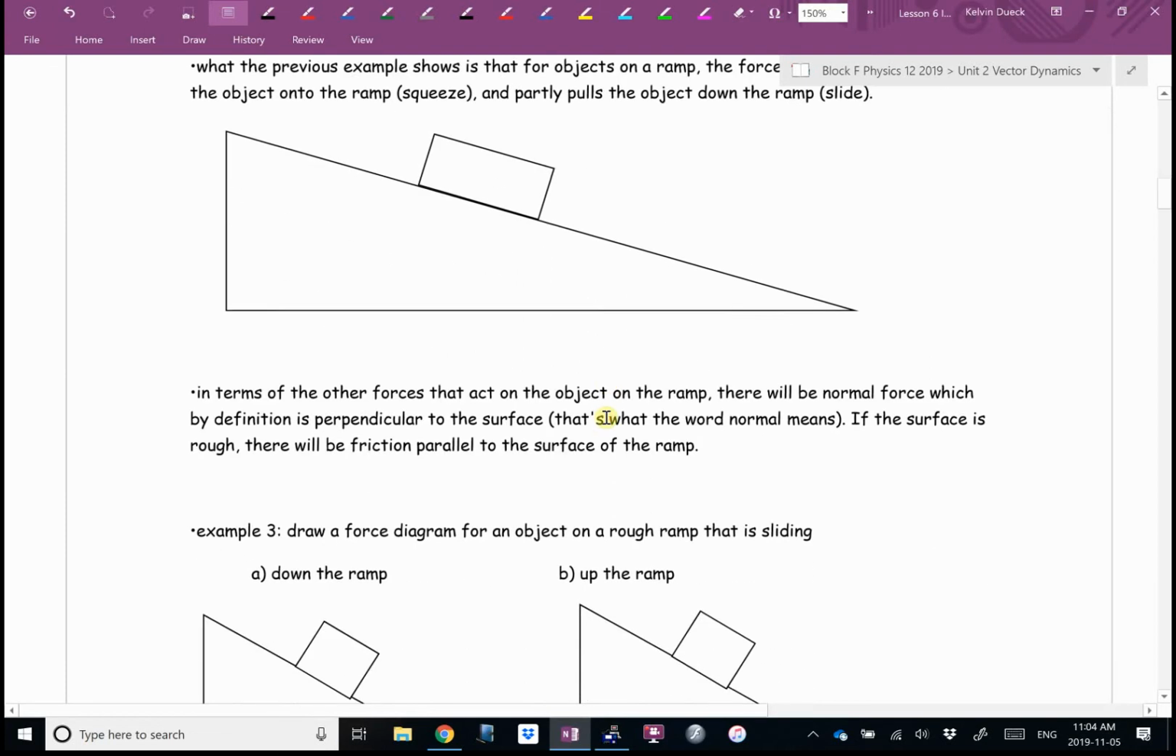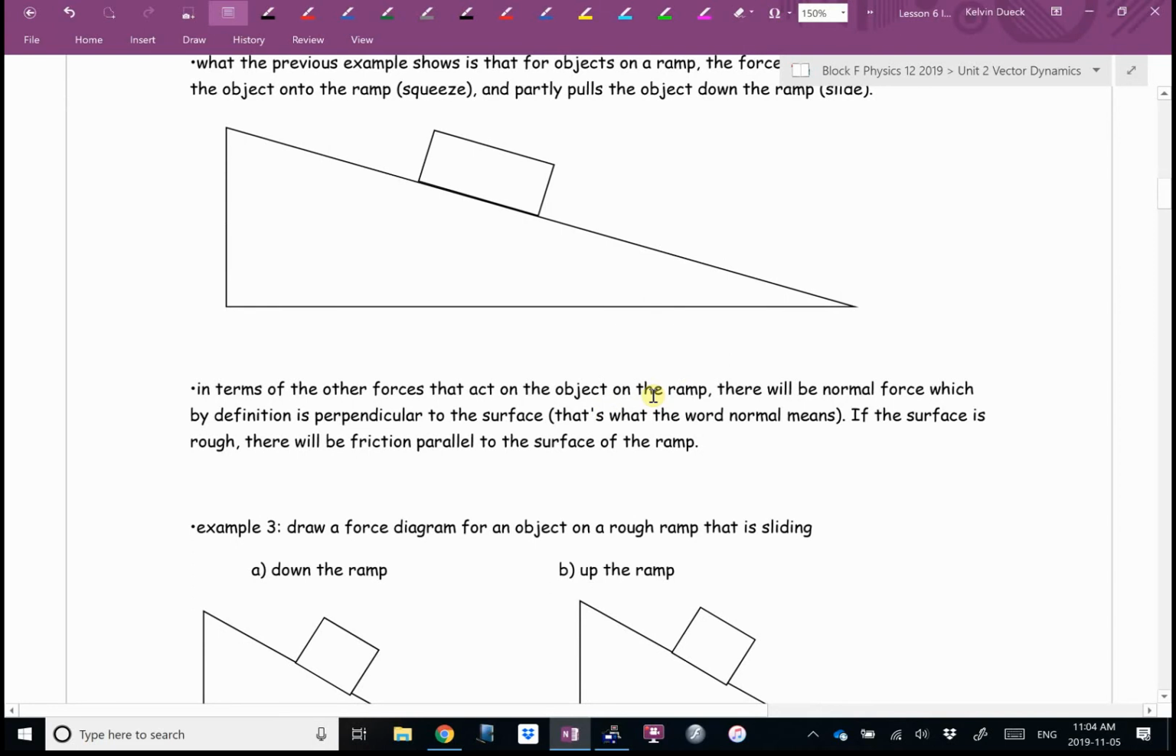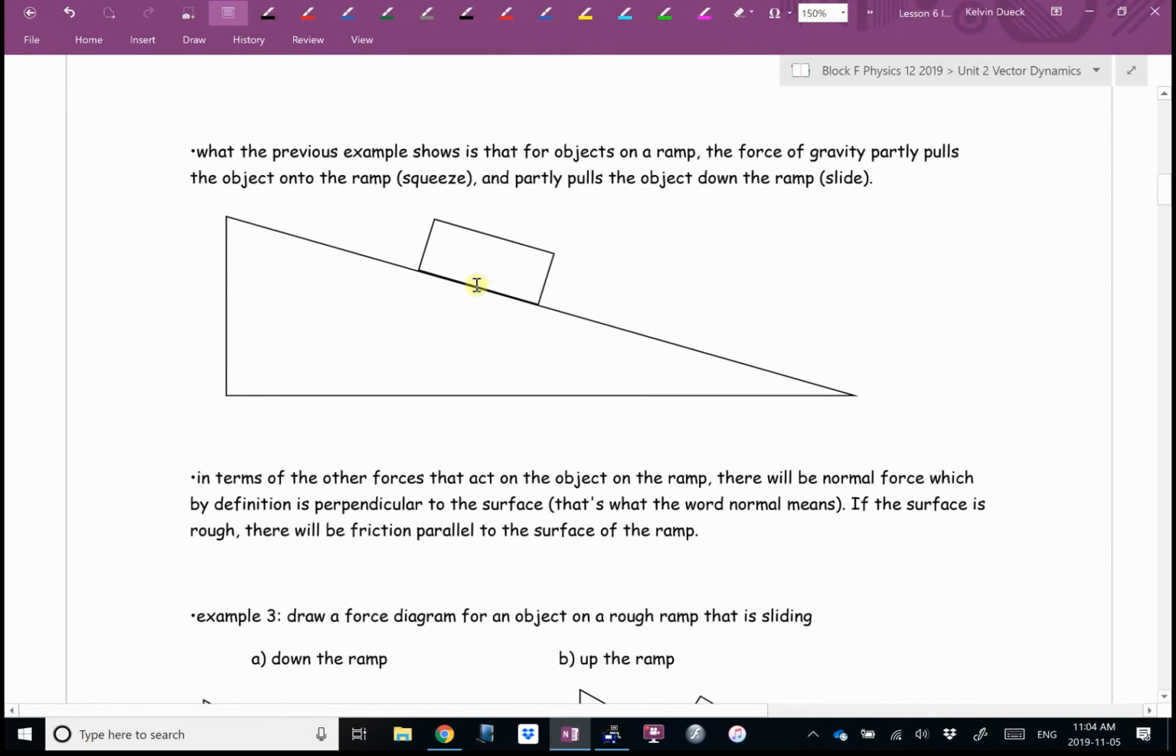In terms of the other forces, well, you know what? Let's do a free body diagram right here. What are the forces acting on this block? Get the obvious one. And let's pretend that friction is 0 here. So let's say that mu equals 0. What are the forces acting on it? Draw gravity nice and big.